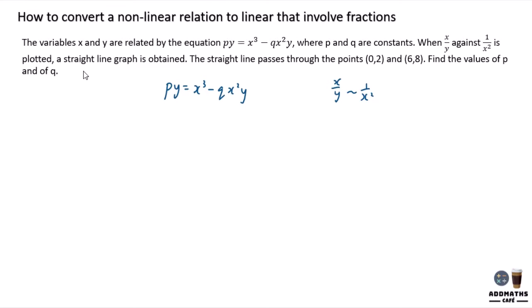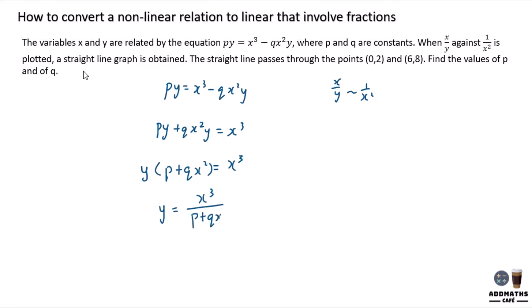I need to change it to linear, which is x over y. But in this case, I see that there's a y here. So what we do is bring all the y to one side. So it will be py plus qx squared y equal to x cubed. Then factorize out the y, you will have y times p plus qx squared equal to x cubed, and y will be equal to x cubed over p plus qx squared.